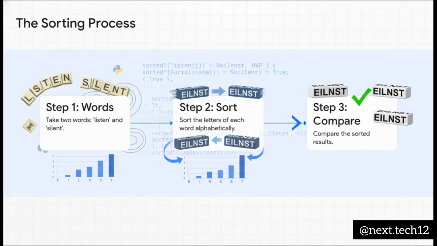So the process is like this simple three-step dance. You take the two words, you sort their letters, and then you just compare the results. If those sorted versions match, boom, they're anagrams. This sorting process basically creates a standard, or a canonical form, for each word, which makes them incredibly easy to compare. And look at this. This just lays it all out, plain and simple.